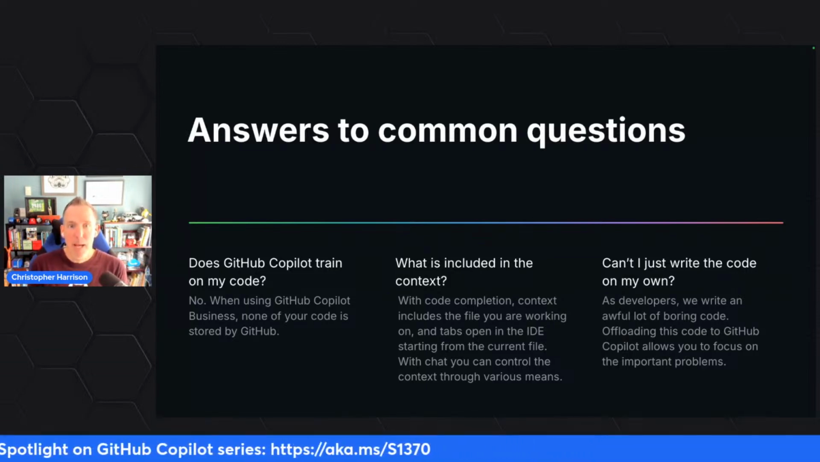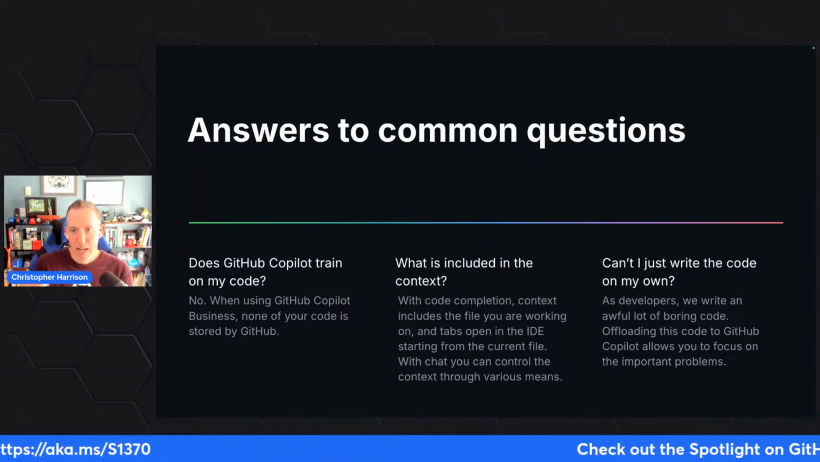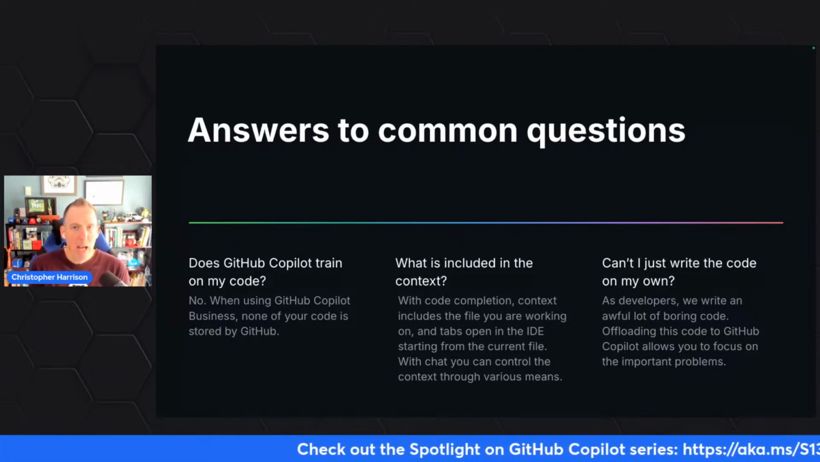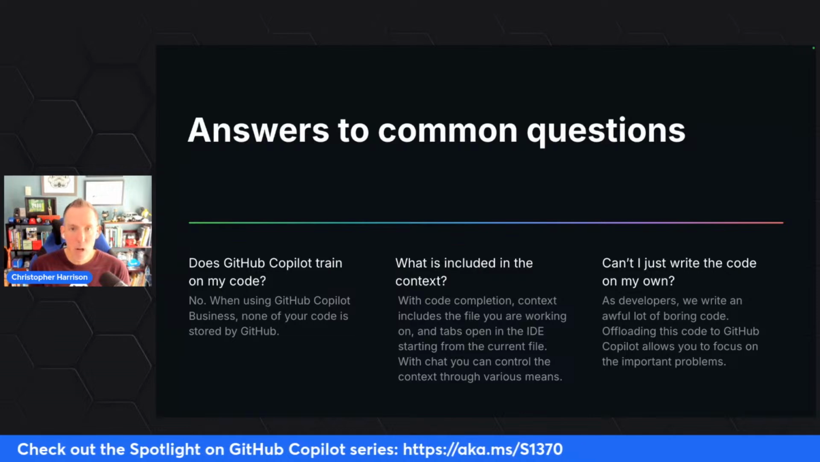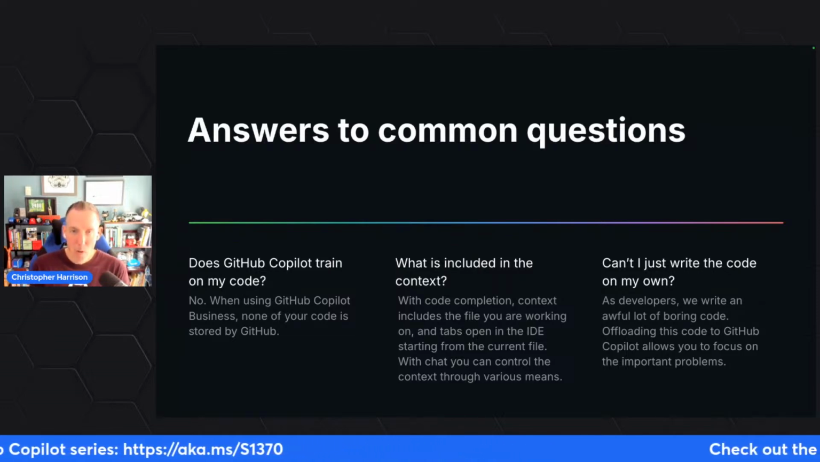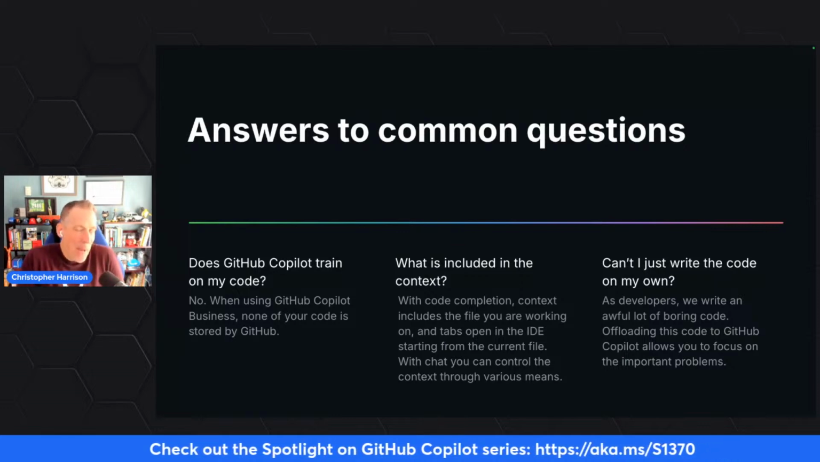The first big question that I always get asked is, does GitHub Copilot train on my code? The short answer, if you're using Copilot Business, is no: none of your code is going to be used to retrain the model. That's the code that's being sent up as part of the context, and the suggestions that are sent back down to you. And that begs the next question.